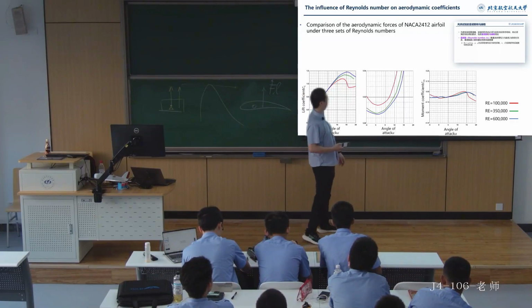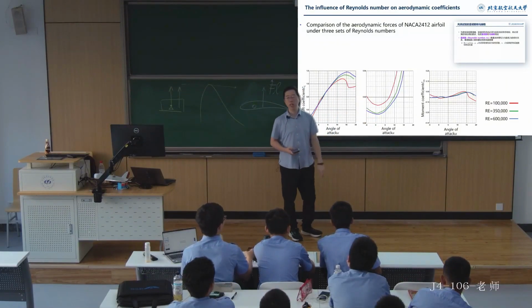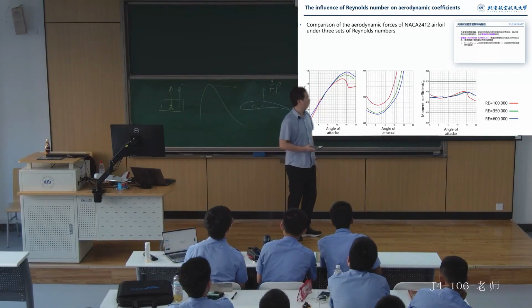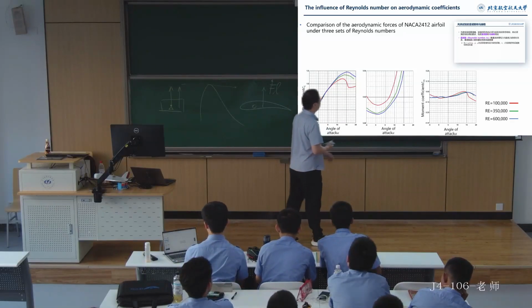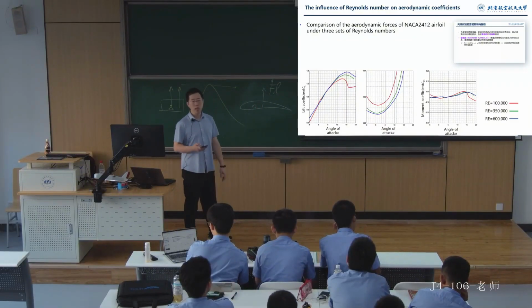At this point, we can see that when the Reynolds number is large, the friction drag coefficient is relatively the smallest. In terms of moment, the three are basically similar. So, this is the impact of an increase in the Reynolds number on drag and primarily on lift.